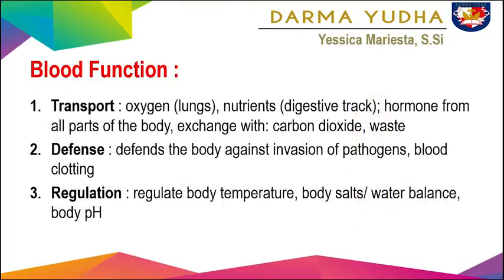After we know the composition of the blood, next, what is the function of the blood? Blood has three functions: for transport, for defense, and for regulation. The first one is for transport. Blood is used to transport oxygen from the lungs, nutrients from the digestive tract, and hormones from all parts of the body. It is also used to exchange carbon dioxide and waste materials.